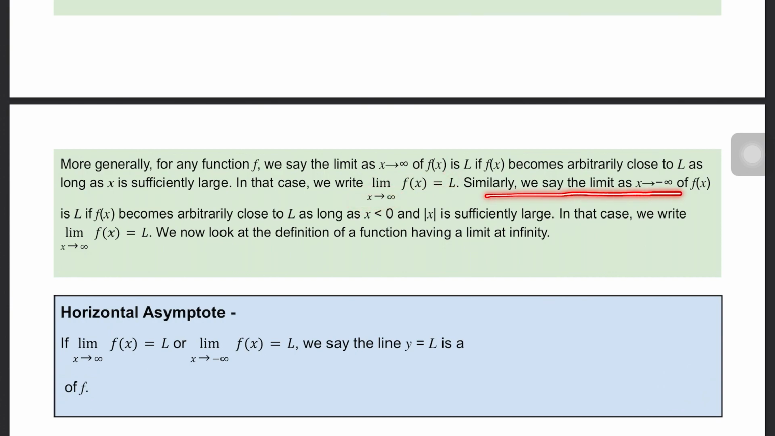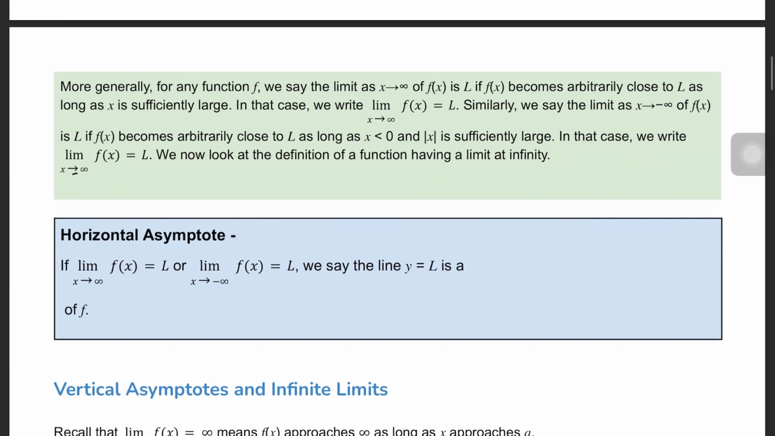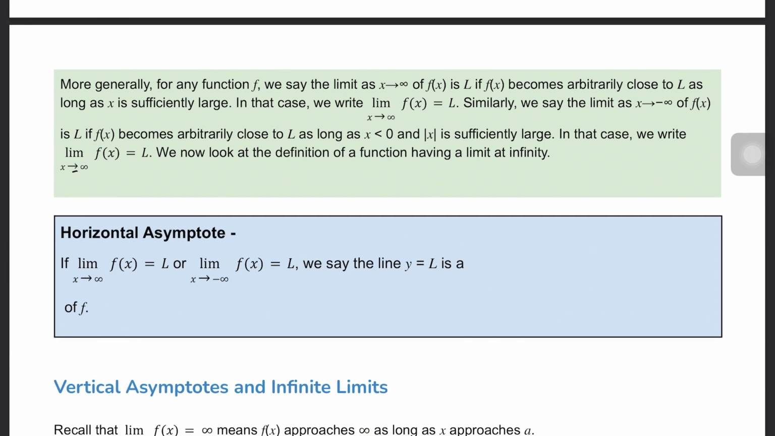Similarly, for the case where x is approaching negative infinity, f of x becomes arbitrarily close to L as long as x is less than 0 and the absolute value of x is sufficiently large, meaning that x is going to negative infinity. In the same way, and this is a little typo here that's supposed to say negative infinity, we will see the definition of this is going to be a horizontal asymptote.